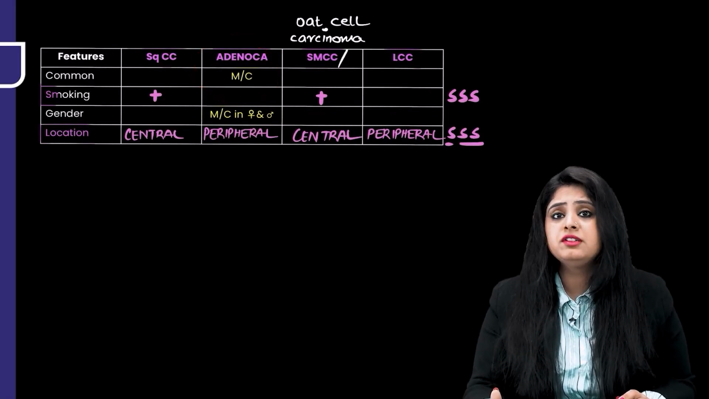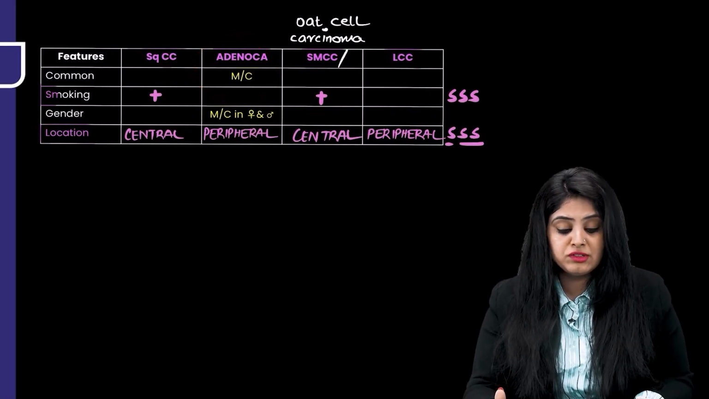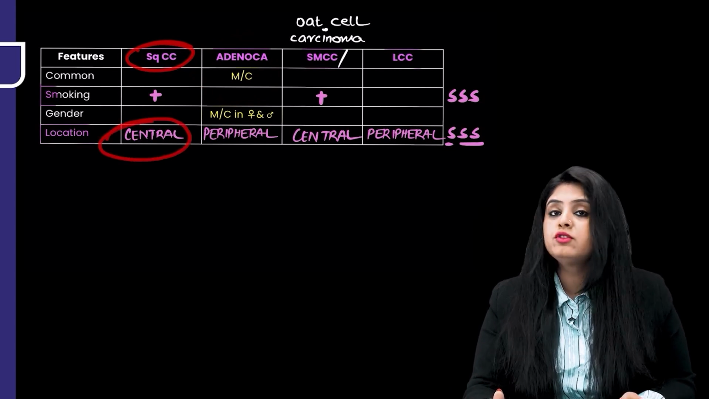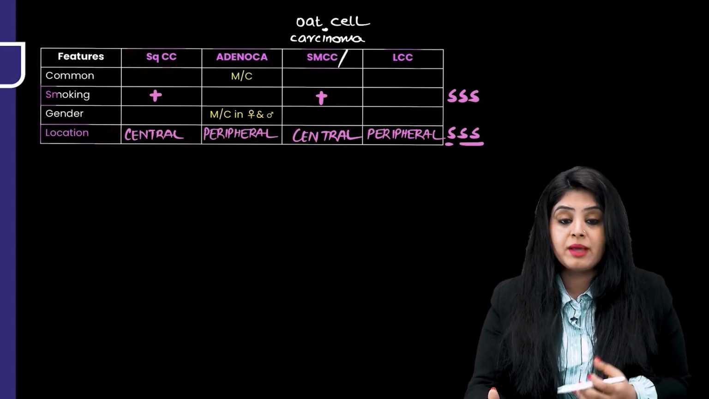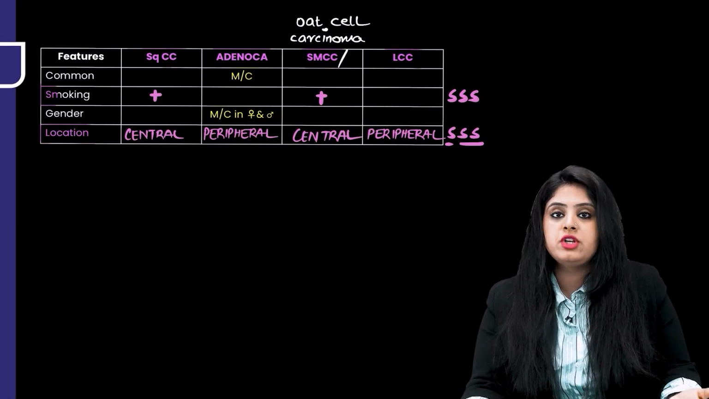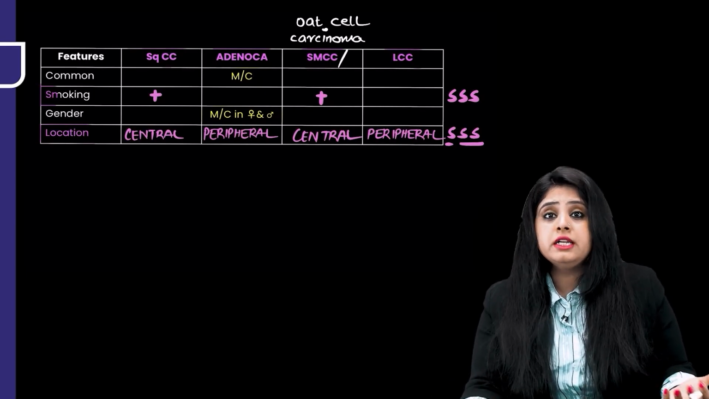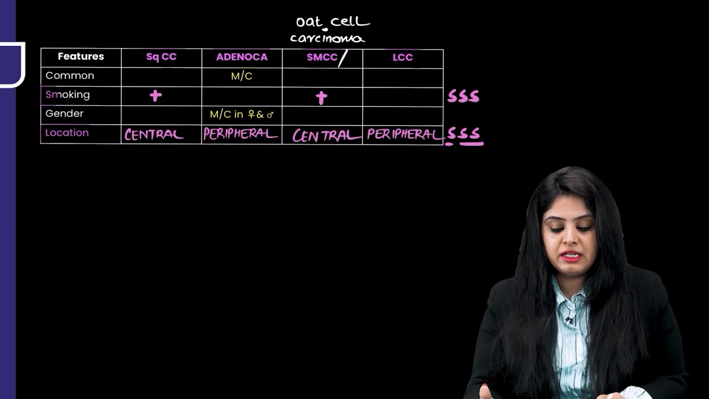Adenocarcinoma can never happen in a smoker? It can happen in a smoker. That also doesn't mean that squamous cell carcinoma can't happen peripherally. No, all possibilities are present in medicine. What I'm teaching you is the most common way of learning it. But everything is possible when it comes to lung tumors.